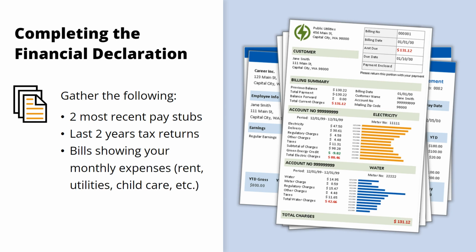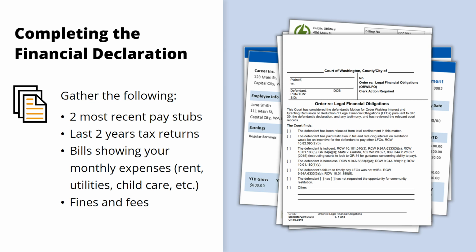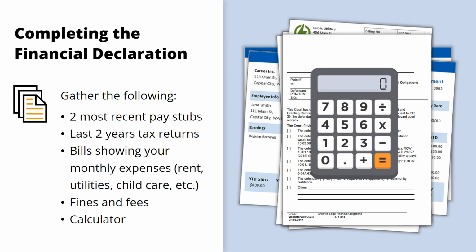show your monthly expenses. This could include your rent or mortgage, utility bills, childcare bills, or healthcare costs. You may also have fines and fees that you want considered, such as legal financial obligations or court-related costs. If you do, gather that information as well. These are all pieces of information that help the court figure out a fair child support order. Feel free to pause the video while you gather the information and as needed throughout the video. You may want to have a calculator or your phone handy to add up some numbers as we go.